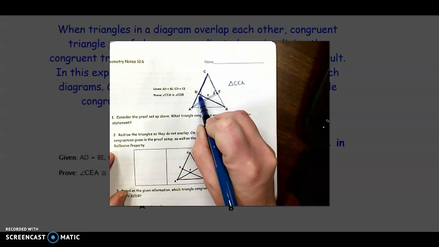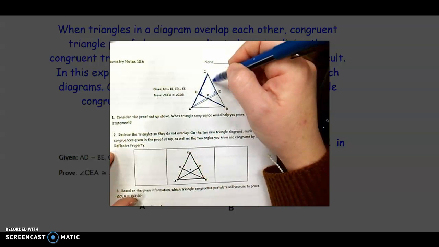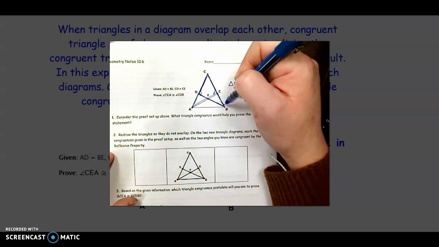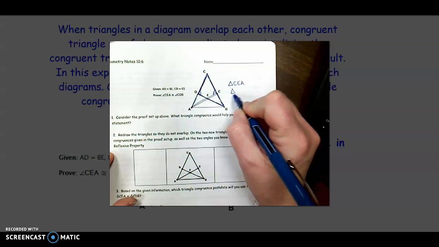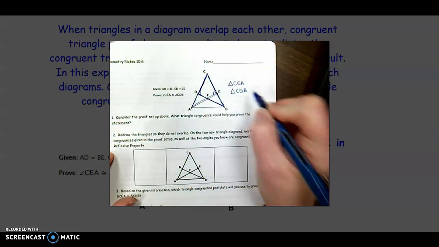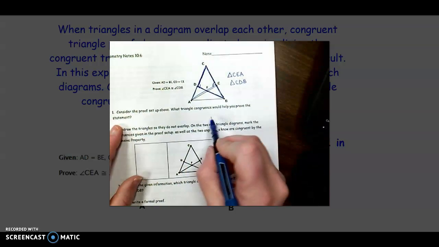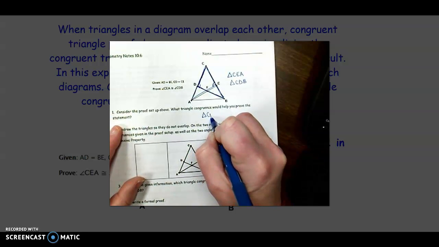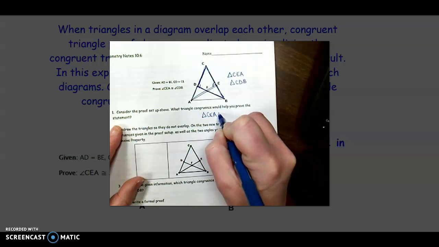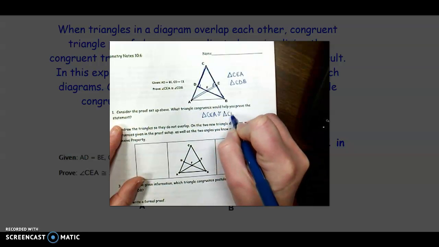If we look at the other angle, angle CDB, its sides are CD and BD. So if we connect those two sides, we'll see what triangle we're looking at there. We're looking at triangle CDB. So that is the answer to number 1. Those are the triangles we're needing to prove congruent. We need to prove that triangle CEA is congruent to triangle CDB.